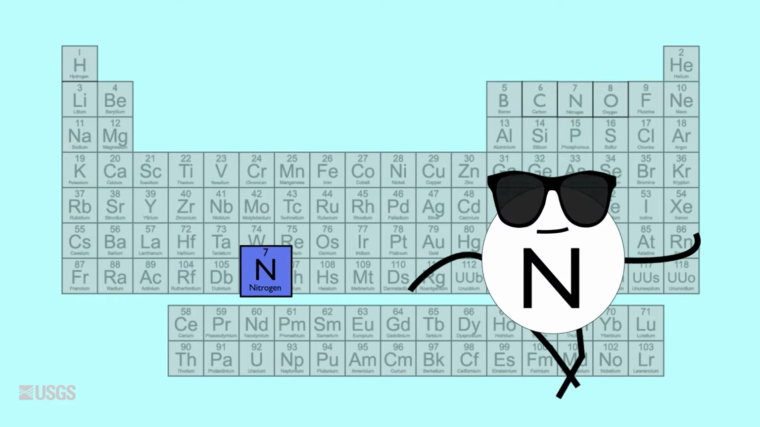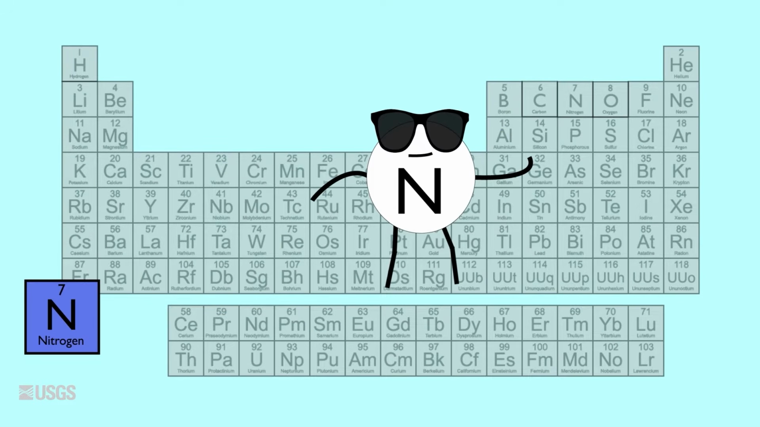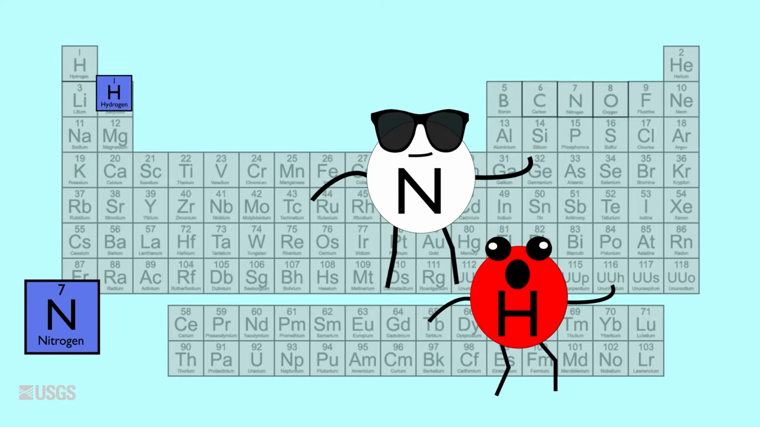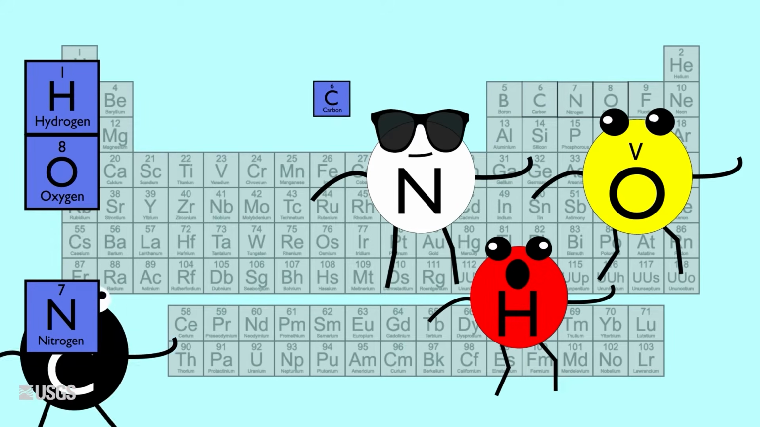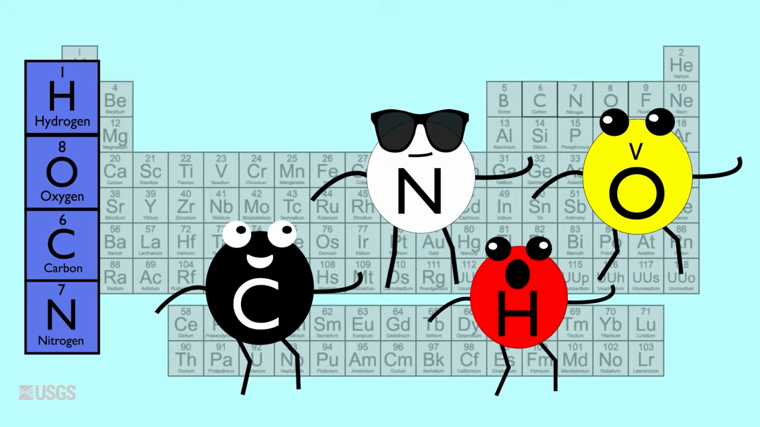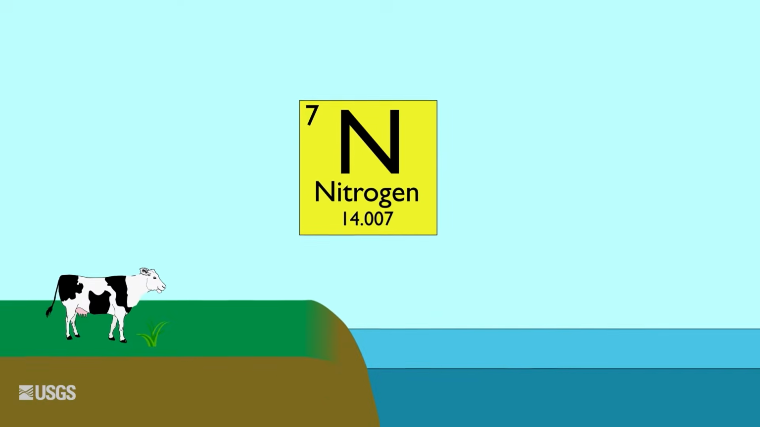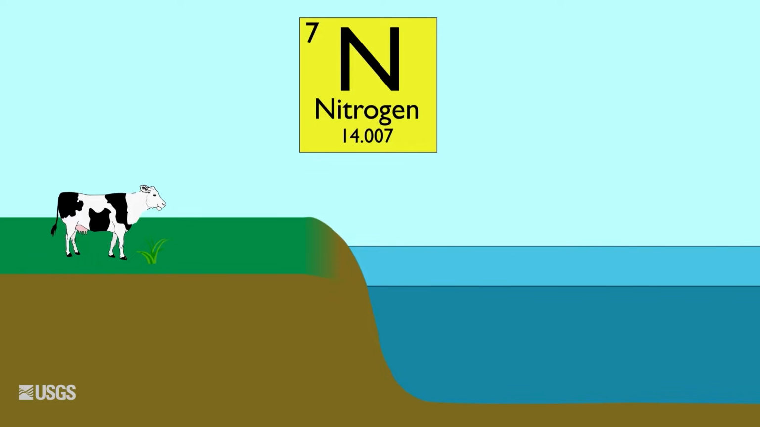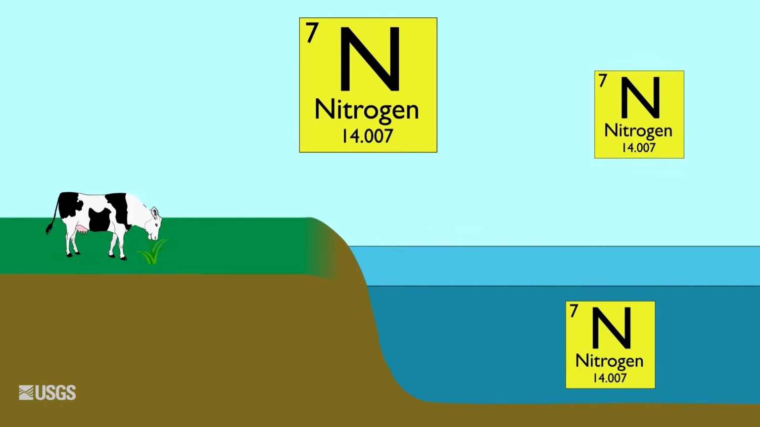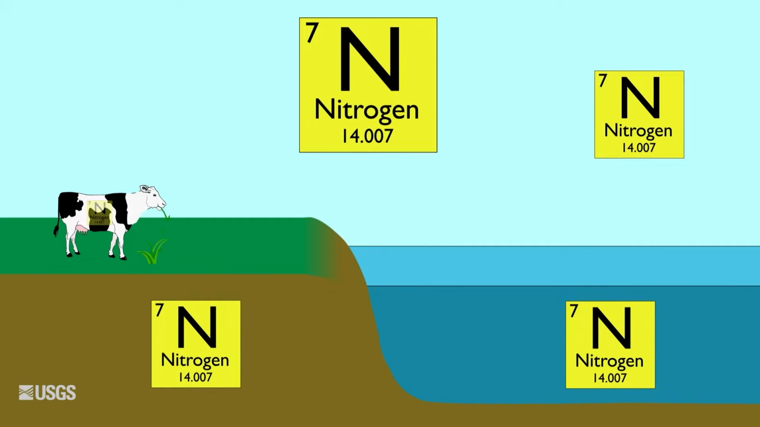Nitrogen is busy, moving and making new molecules with hydrogen, oxygen, carbon, and other atoms through the process of the nitrogen cycle. This cycle is a series of chemical reactions that move nitrogen molecules through air, water, soil, and living things that use nitrogen for life processes and then release it back to the air.